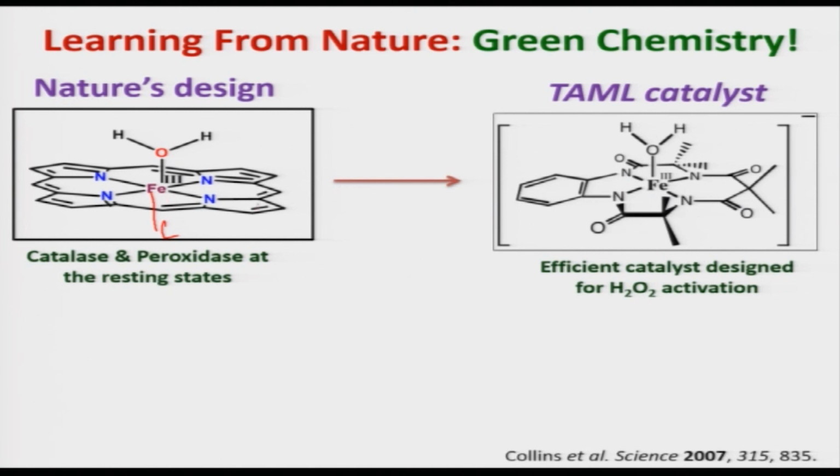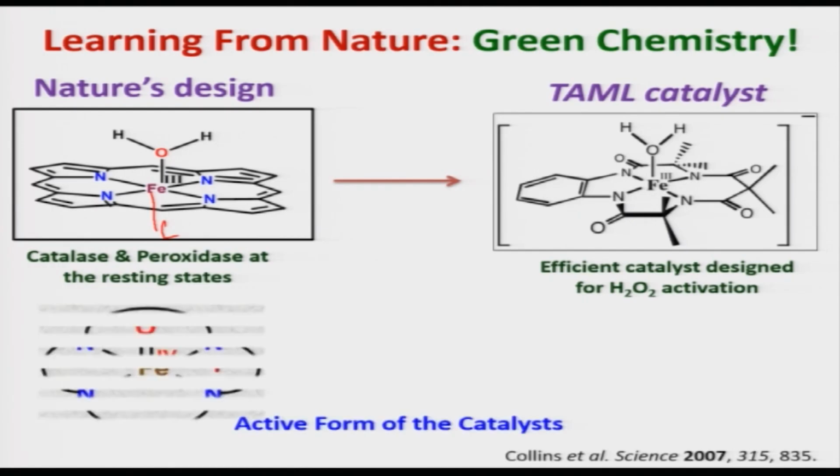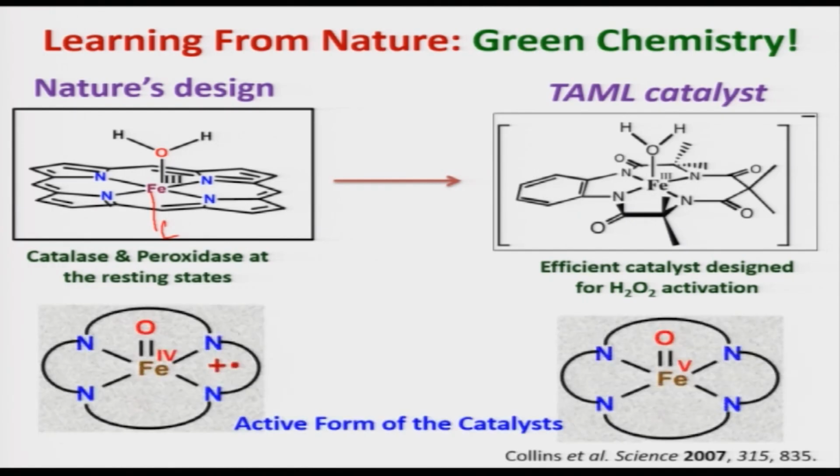So, the only difference is that instead of the porphyrin as a chelating agent, he used another chelating agent, keeping everything else intact. So the active form of this catalyst is also very similar. As we have just seen, in catalase and peroxidase this is the iron(IV) oxo pi-cation radical. The ring oxidation generates the pi-cation radical. However, in the case of TAML, the iron(V) oxo species is the reactive intermediate.